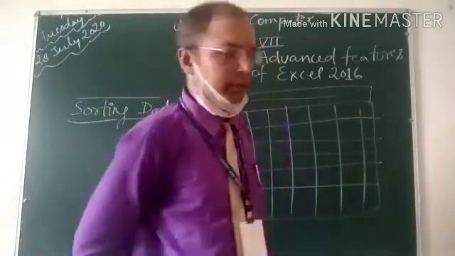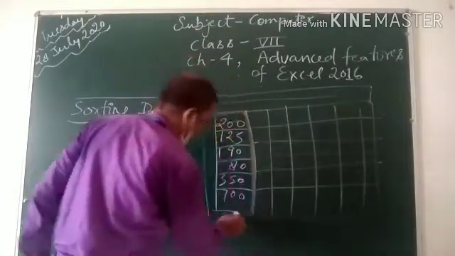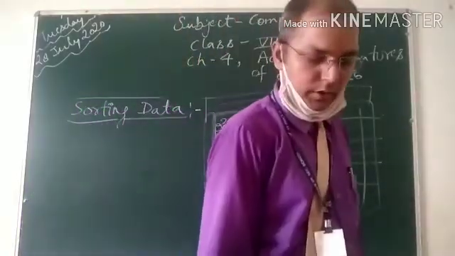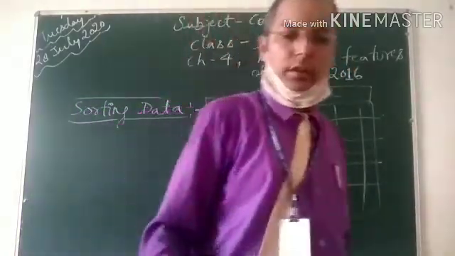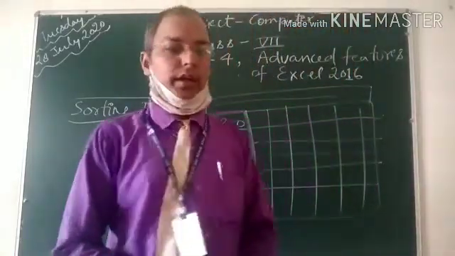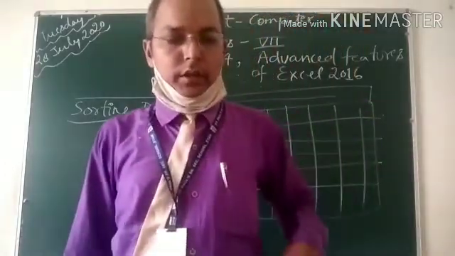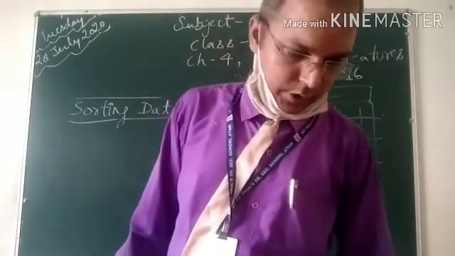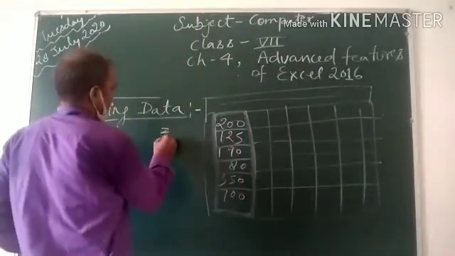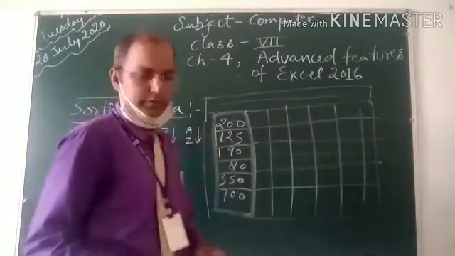First of all, we will select the range of cells that you want to sort or arrange. Click on the Data tab, and then click on the A to Z or Z to A option, whichever you want.